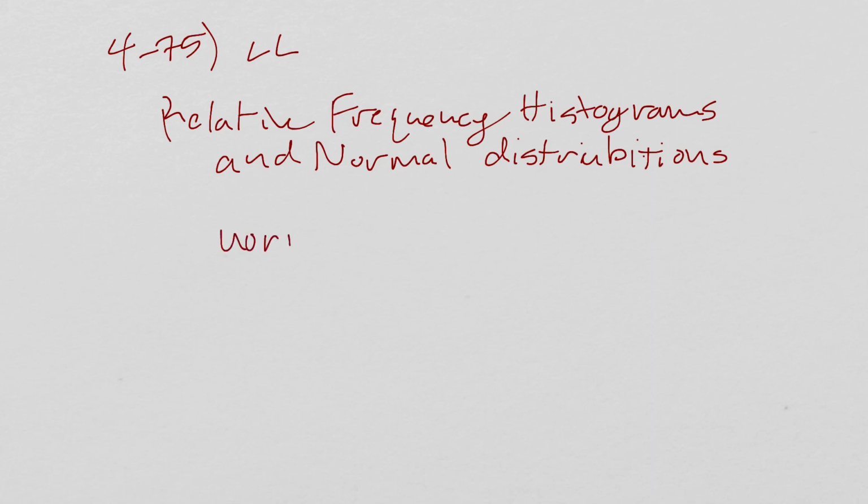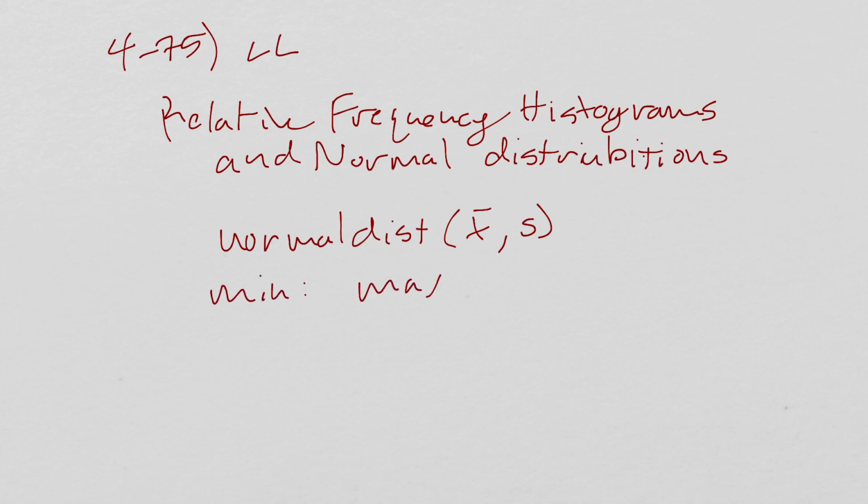Remember normal dist, right, on Desmos. You type in your mean, which is X bar, and your standard deviation from your sample, right? And then we find the minimum and the maximum. We can find between two things. We can start at negative infinity and find a maximum, or we can start at a minimum and go to positive infinity, right? Talk about all those different things.